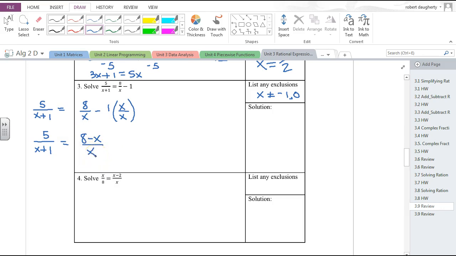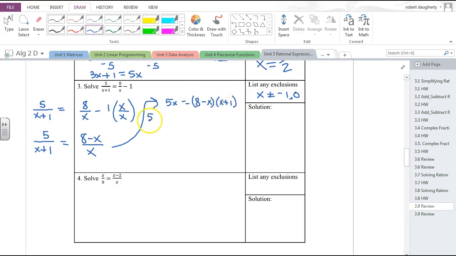Now I've got fraction over fraction. When I multiply by the common denominator, which is x times x plus 1, that turns into the same thing as cross multiplying. So this becomes 5x equal 8 minus x times x plus 1.